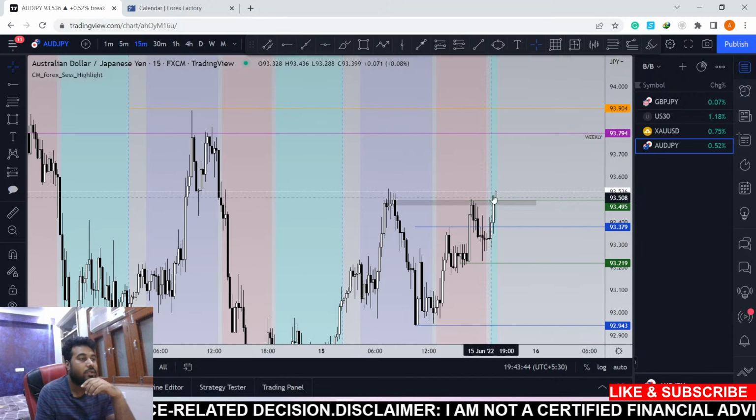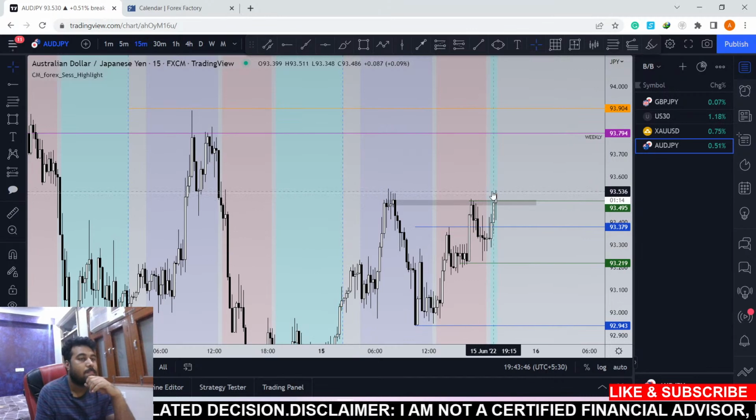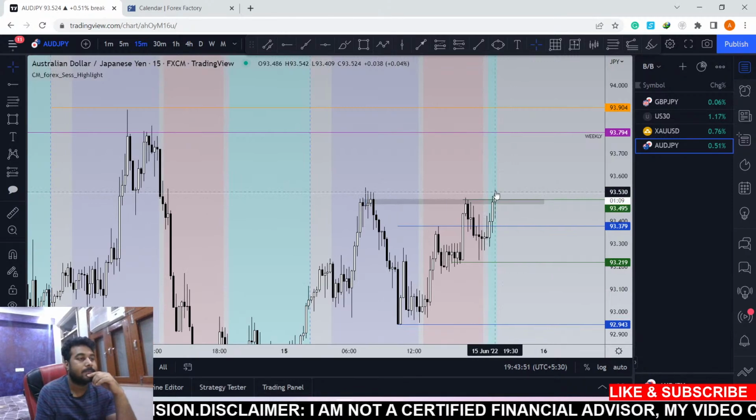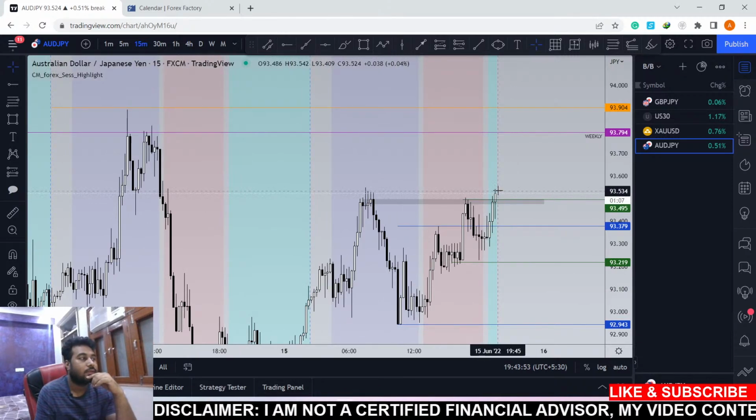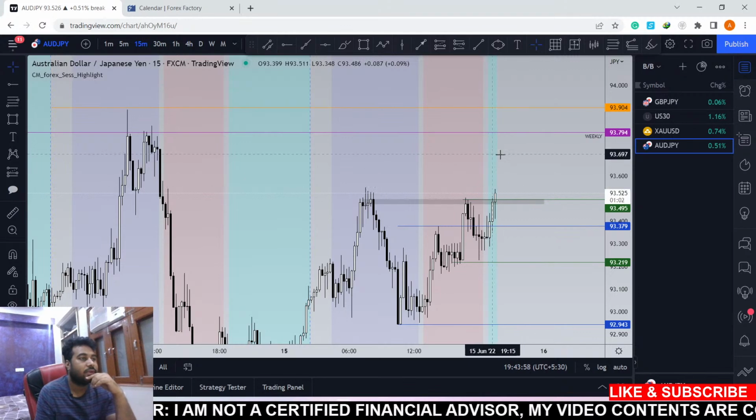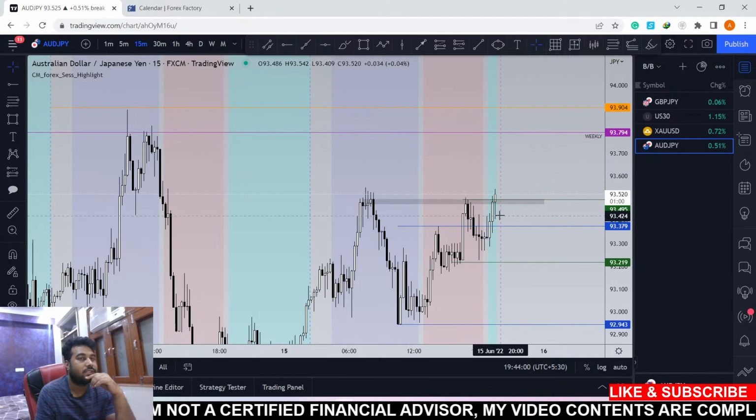This is the thing which I wanted to see. If it closes something like this, you can place an entry somewhere at around this area. Your profit will be at around this area, stop loss will be at around this area.